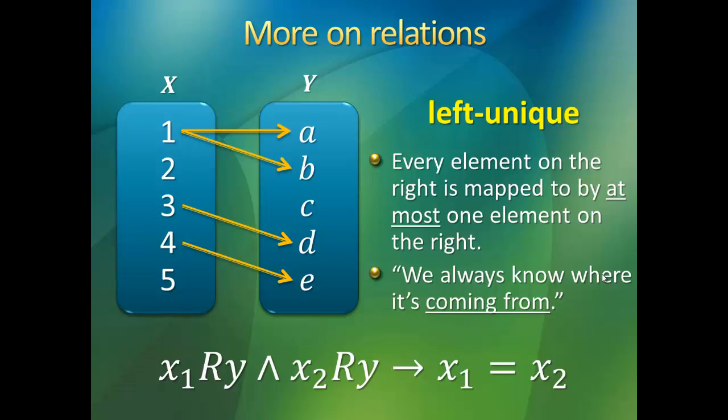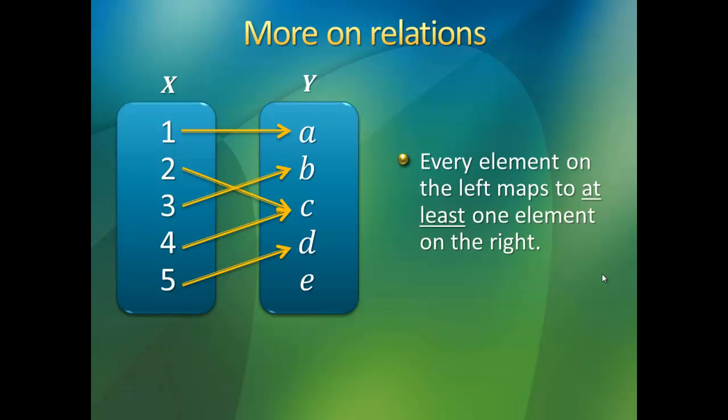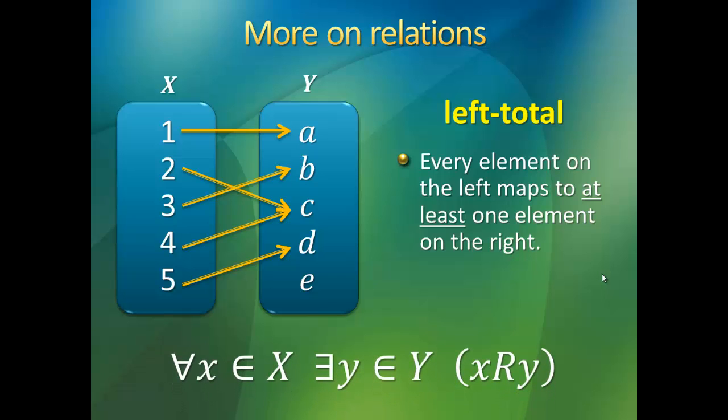Now let's look at totality properties. These are a bit easier to notice. Look at this relation. What we notice here is that every element on the left maps to something on the right. No element in the left set is, well, left out. We refer to this relation as left total. Specifically, we would say that if a relation is left total, then for all little x in X, there exists a little y in Y such that little x maps to little y.